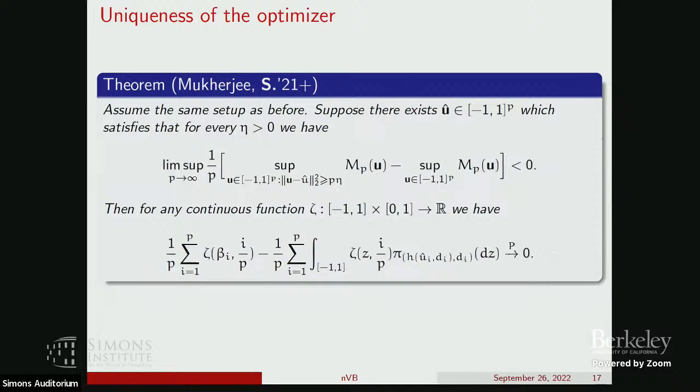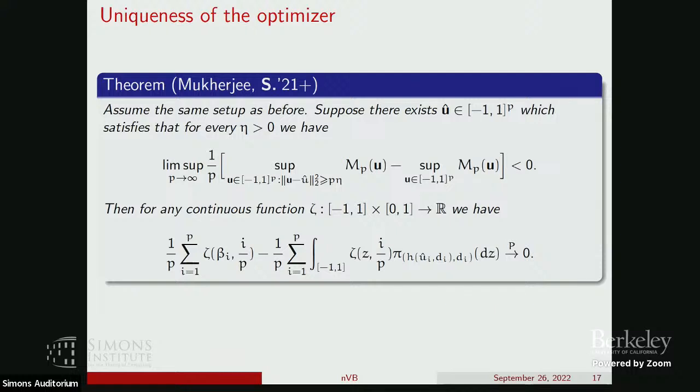Okay. So this is what I meant formally, when I was talking about this one unique phase. The point is, if you now look at this optimization problem, if it happens that you have some u hat, such that if you move away from u hat by distance order p, then the optimized value essentially falls off from the global optimum.